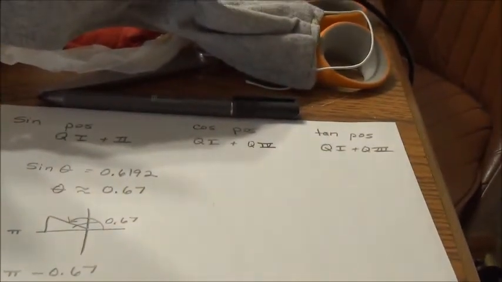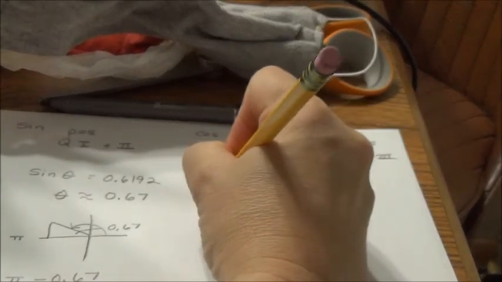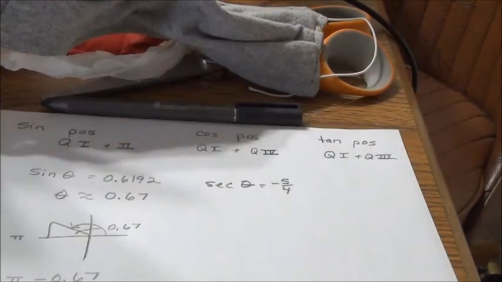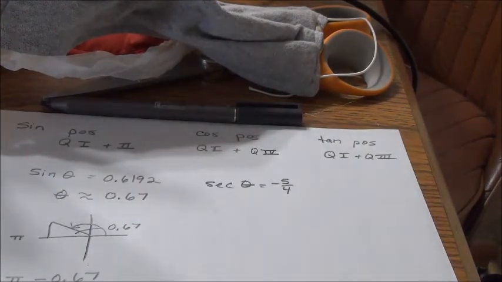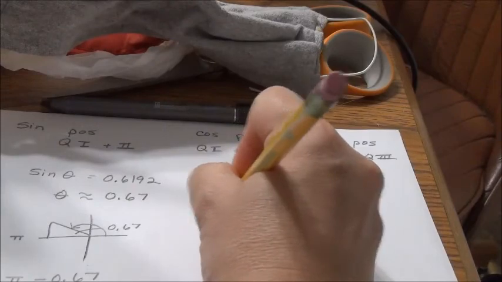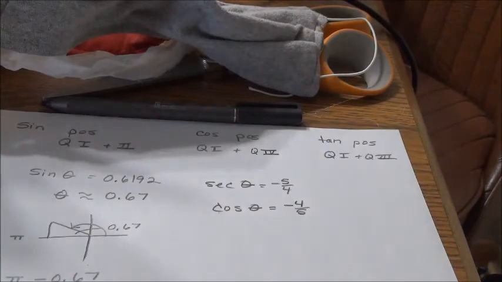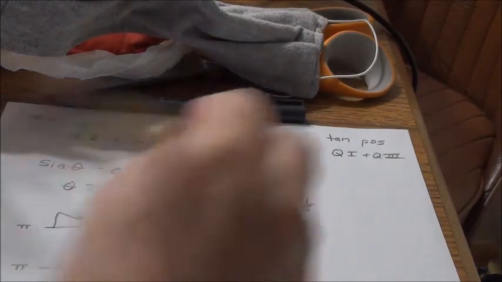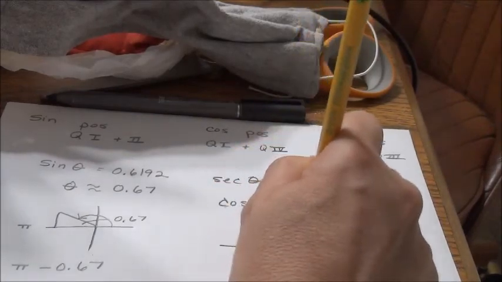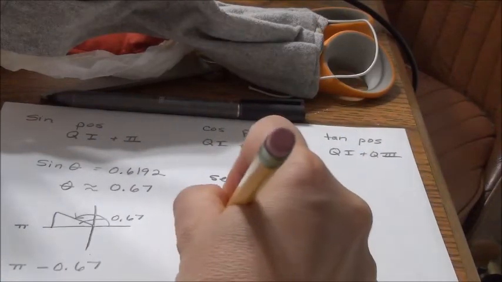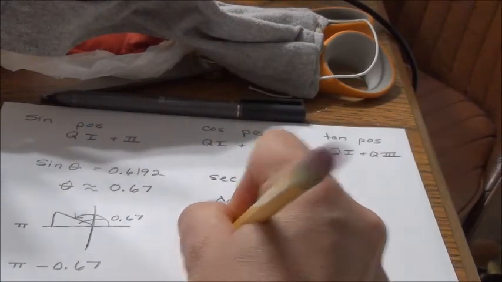So again, if I go over to my paper, and so it tells me that the secant of theta is equal to -5/4. I have to know that the secant is the inverse of the cosine. So in this case, the cosine of theta is going to equal -4/5 if I do my reciprocal. So when I'm doing my cosine, I have to know that my cosine is going to be negative in quadrant 2 and quadrant 3. So I'm going to have this angle here and this angle here.